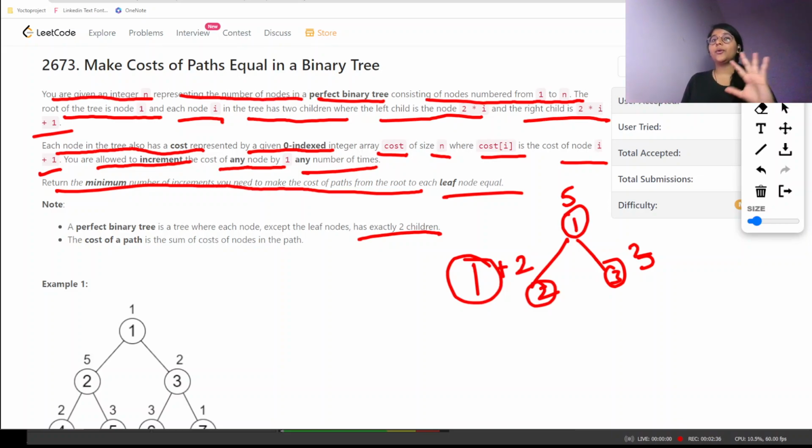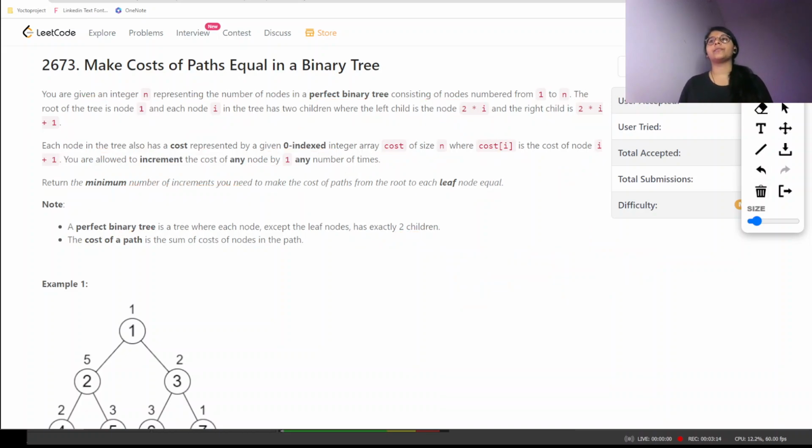But the thing is that here we are not given the tree node, right? Instead of that, we are given the cost array. And because of that cost array, what we are required to do is we will be doing DFS only, but while using the fact that it is a perfect binary tree. And because of that, we have the child nodes as 2 into i and 2 into i plus 1. Using this fact, we can easily traverse the tree with the cost array which is given to us. So this is how we will be required to do this particular question.